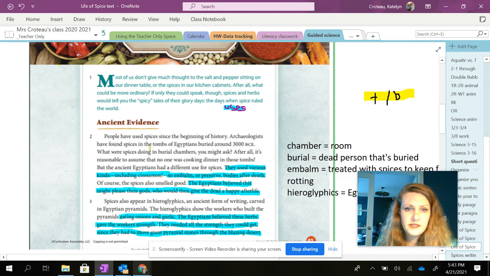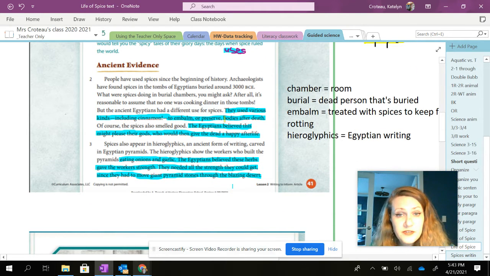People have used spices since the beginning of history. Archaeologists have found spices in the tombs of Egyptians buried around 3000 BCE. What were spices doing in burial chambers, you might ask? After all, it's reasonable to assume that no one was cooking dinner in those tombs. I hope not. But the ancient Egyptians had a different use for spices. They used various kinds, including cinnamon, to embalm or preserve bodies after death.